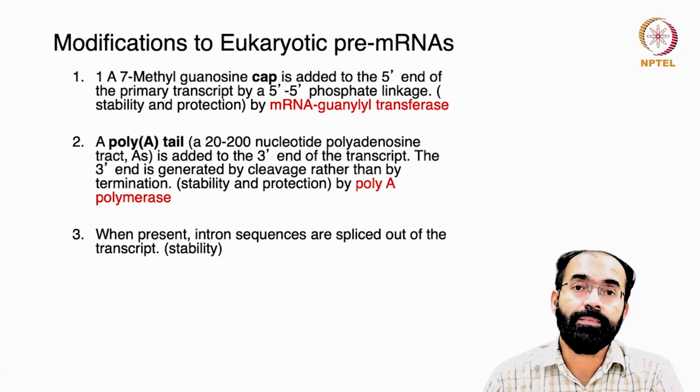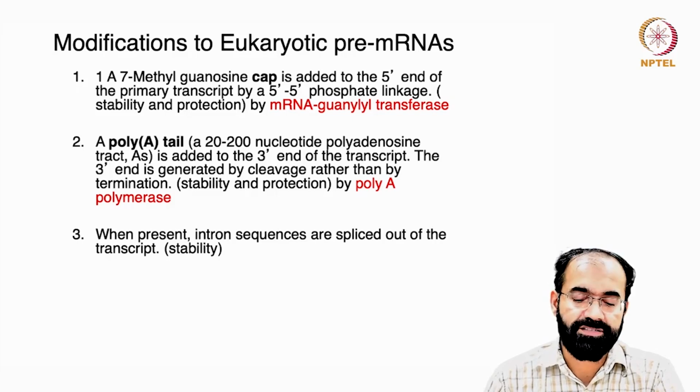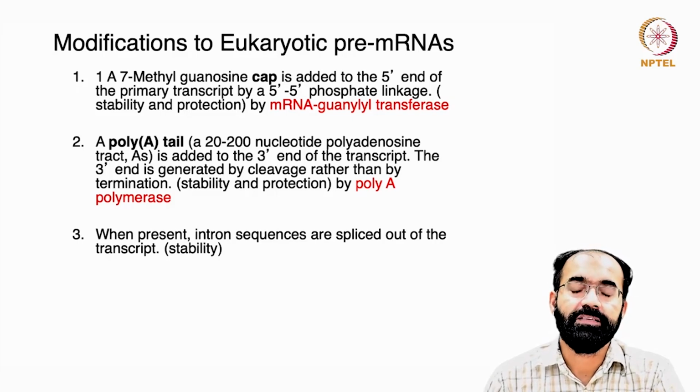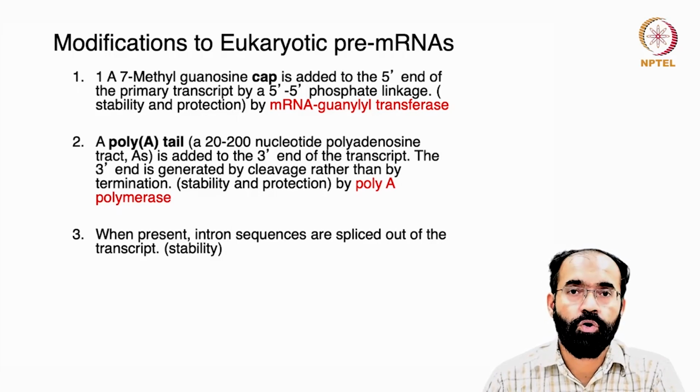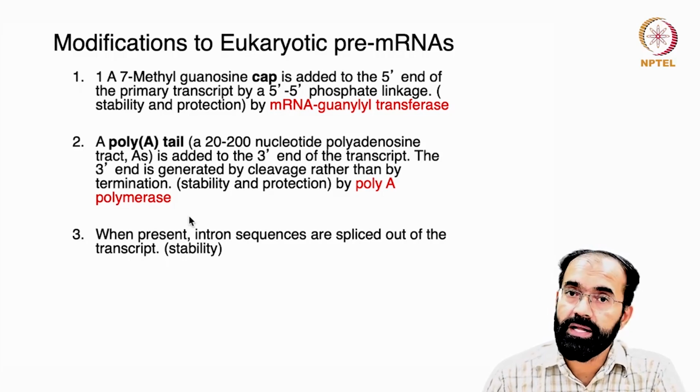So we say RNA polymerase means it is able to add nucleotides sequentially, making use of the template strand. But poly A polymerase will keep on adding the A tail irrespective of any available template. So the poly A tail is added at the 3' end.